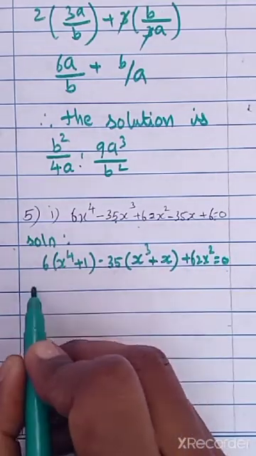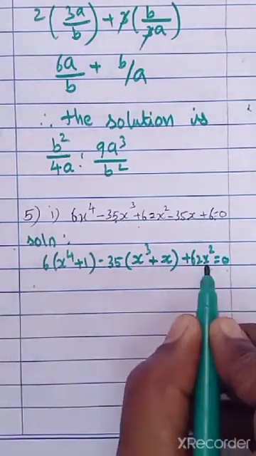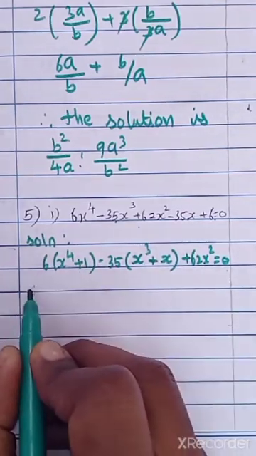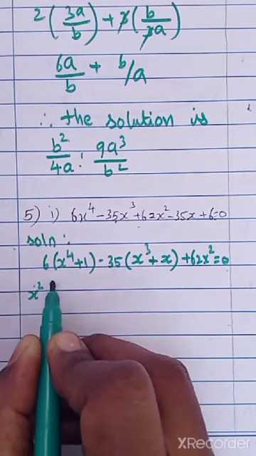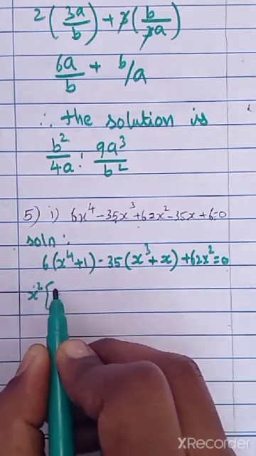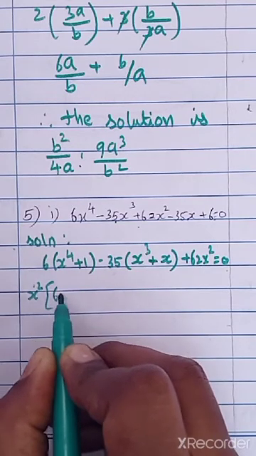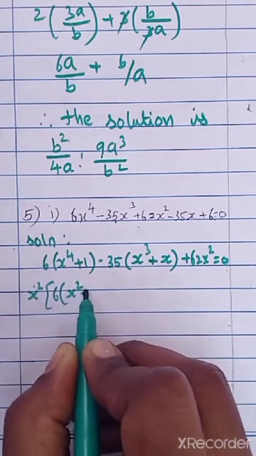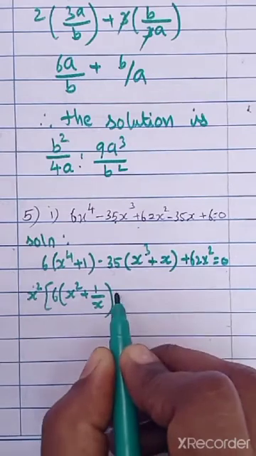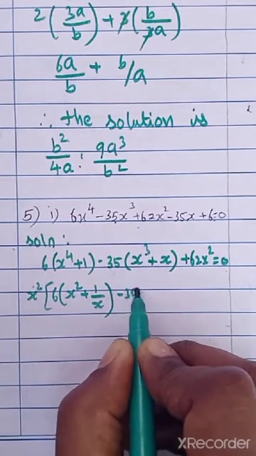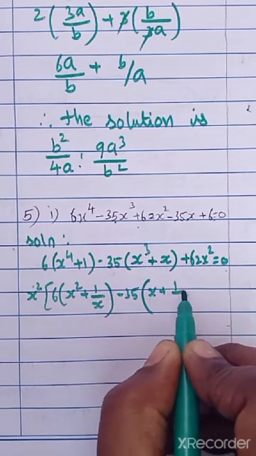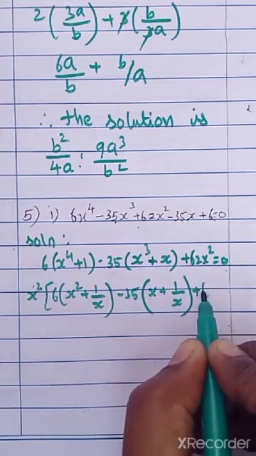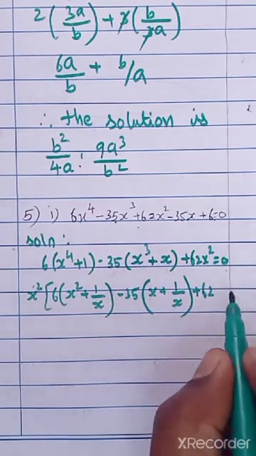Now I can take x square common. So here x square is there, so I can take x square as common. So if I take x square common edutha, I will get 6 into x square plus 1 by x. Similarly, inga minus 35 x square common eduthirukom illaya, so x plus 1 by x plus 62 equal to 0.